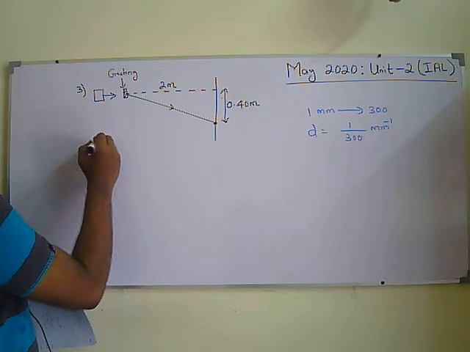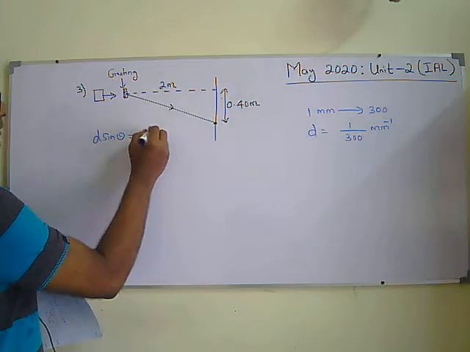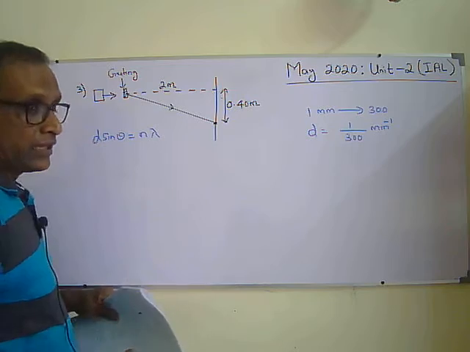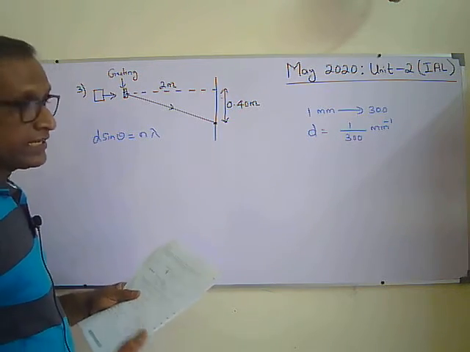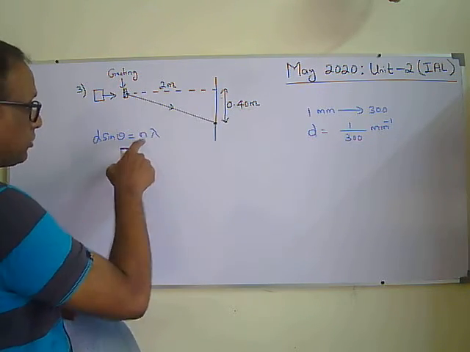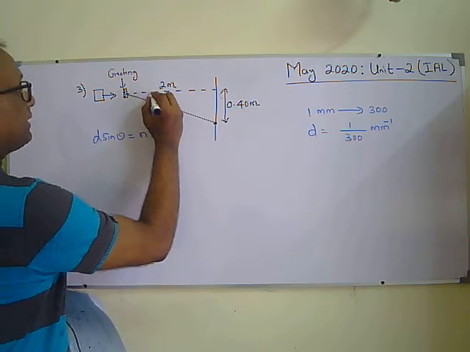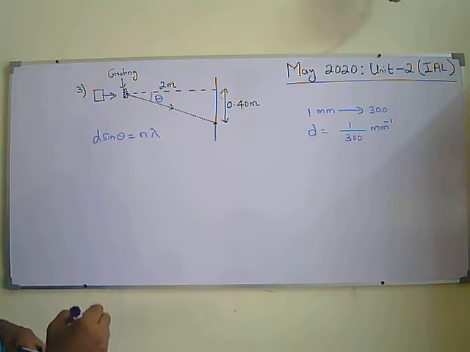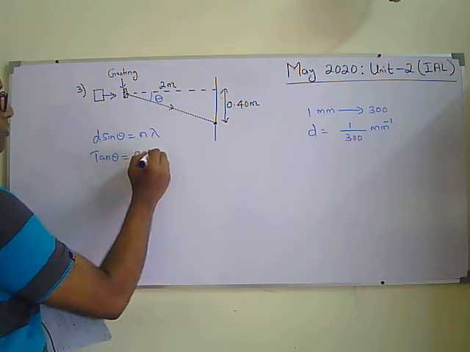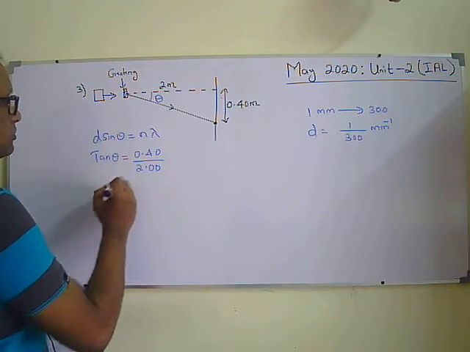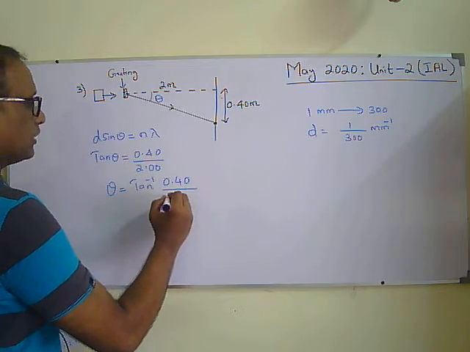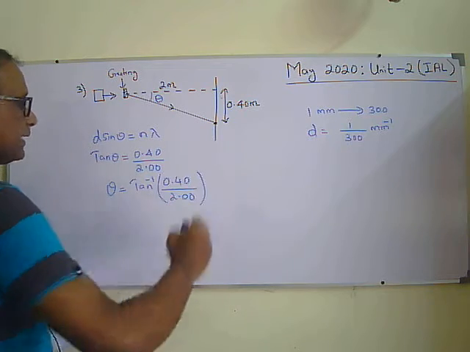We know the equation d sine theta equals n lambda. The question says at 0.40 meter from the central maximum, they observe the first order diffraction. This is the zeroth order, and the first order is obtained at 0.40, so n equals 1. So I need to find the angle theta. I can find theta by using tan theta equals opposite over adjacent, 0.40 over 2.00. So theta is going to be tan inverse of 0.40 over 2.00.